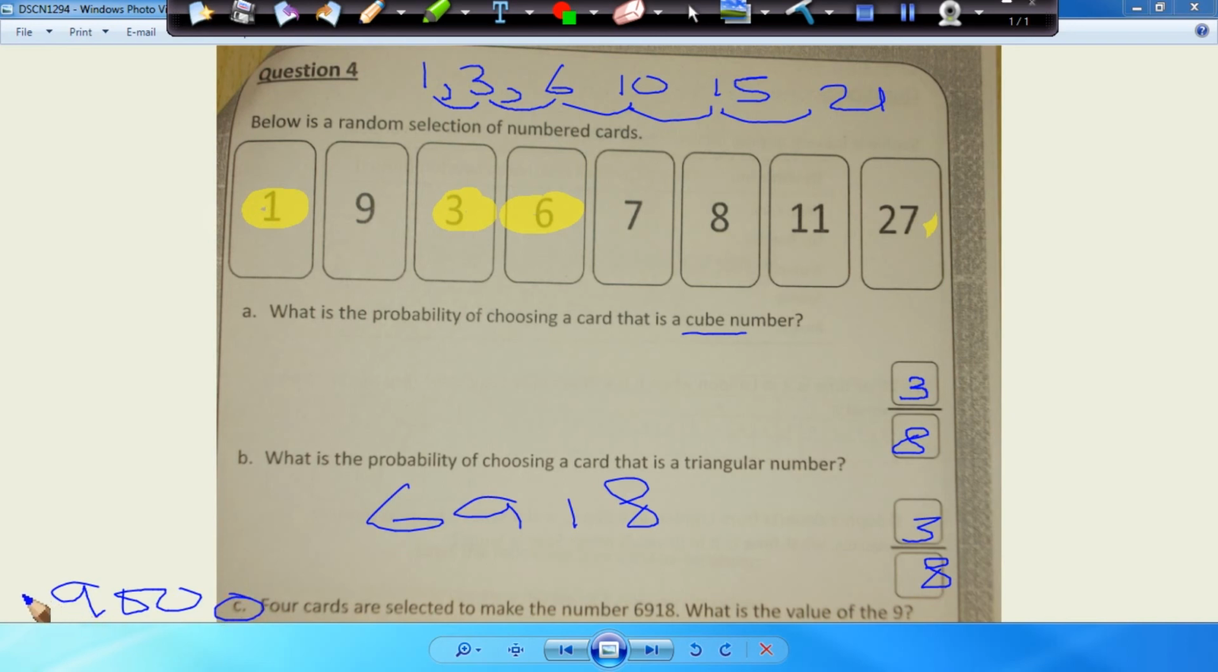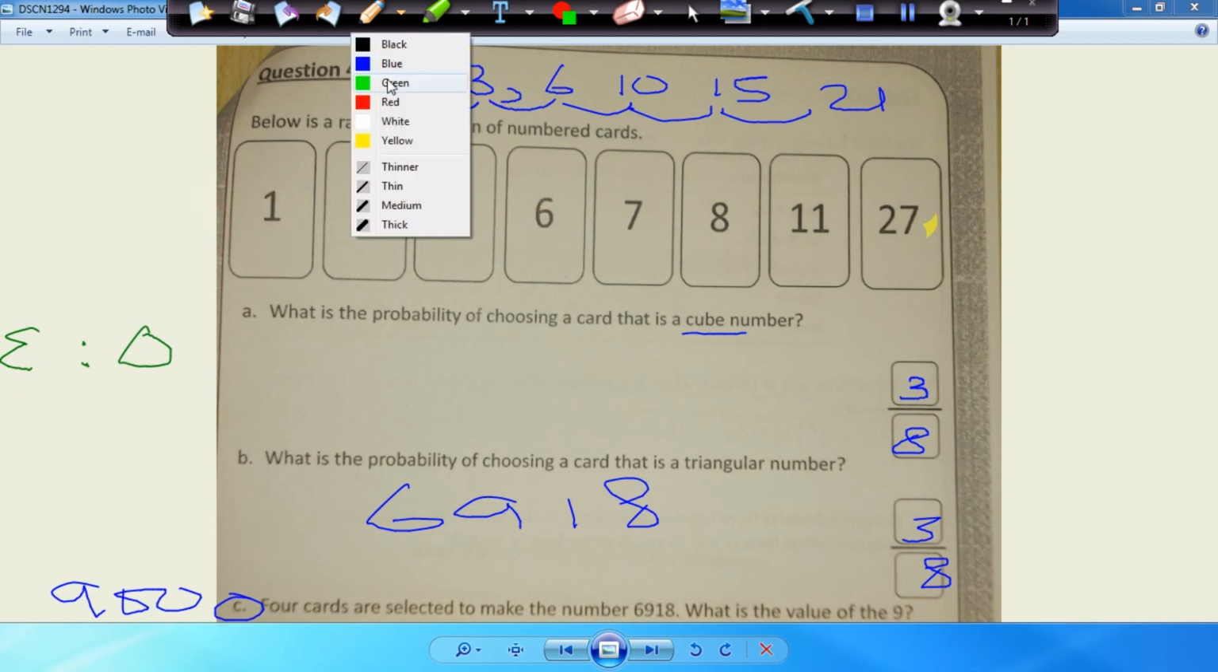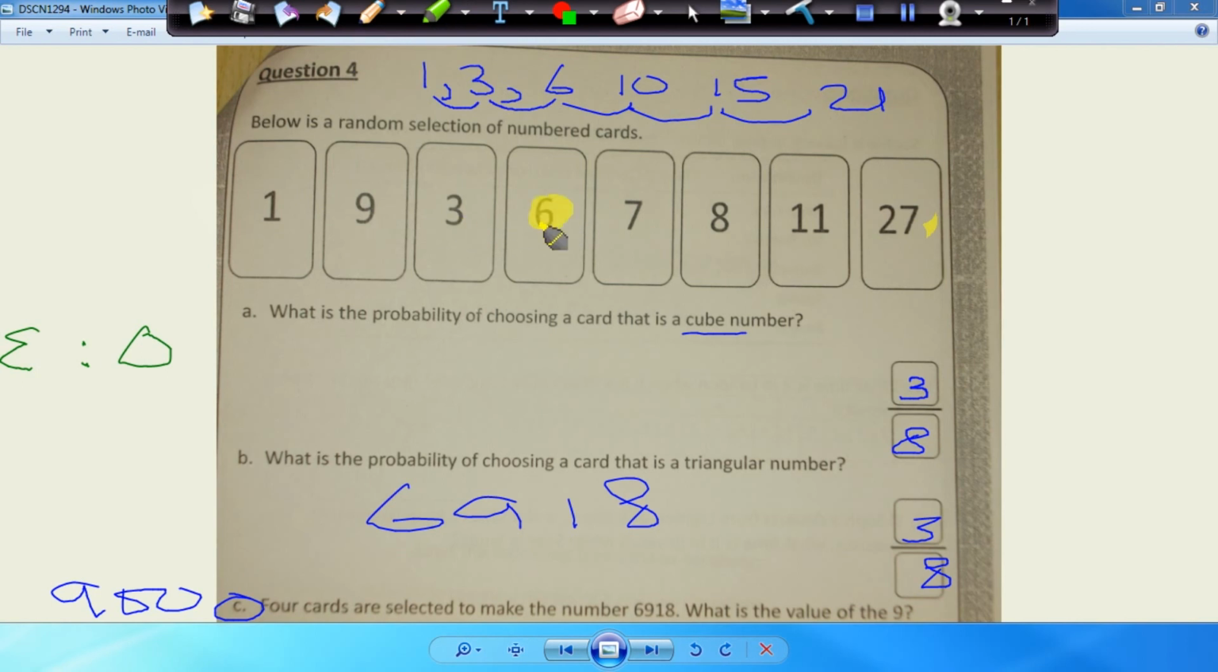Okay, I'll read question D to you. In its simplest form, what is the ratio of even to odd numbers? Okay, let's have one of the girls this time. Even and odd. Okay, girls, let's get rid of this. Let's do the even numbers in one color, in yellow. Where are the even numbers, folks? 6? 8. Any more even numbers? No. So you have 2 even numbers.